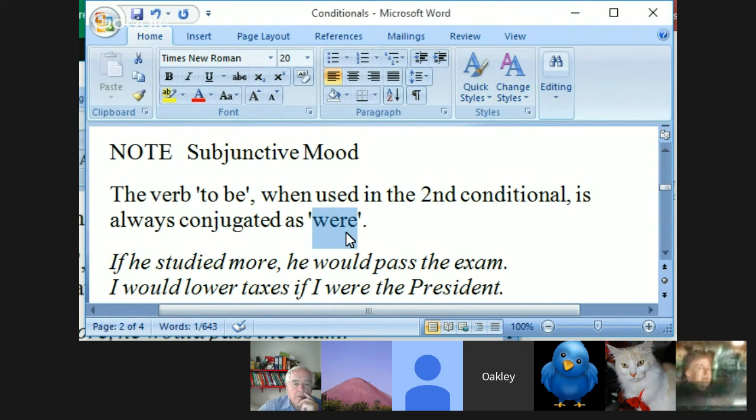So that's definitely a little curiosity to keep in mind. Also, because it's subjunctive mood, that is the same exact reason that you need to use would instead of will, because that's what we do in the subjunctive mood.